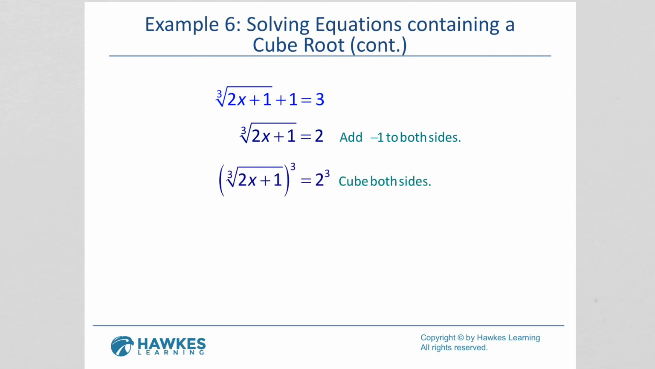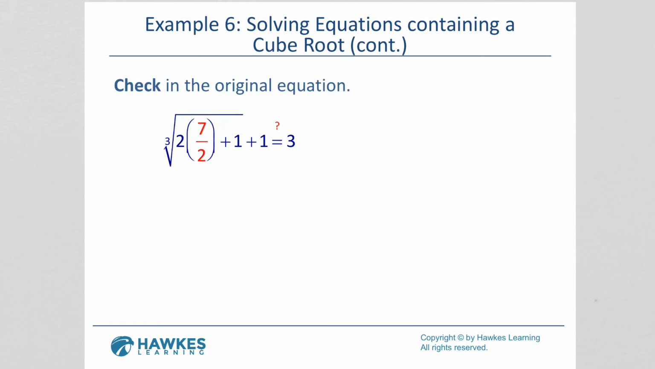Now I'm going to cube both sides. The cube root of 2x plus 1 cubed equals 2 cubed, which gives me 2x plus 1 equals 8. When I solve that equation, I get x equals 7/2. So I subtracted 1 from both sides and divided by 2.